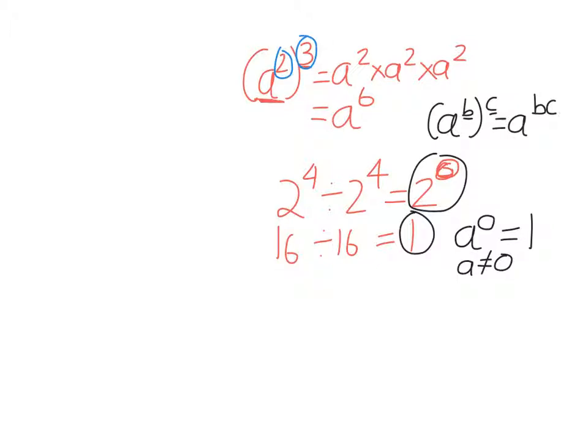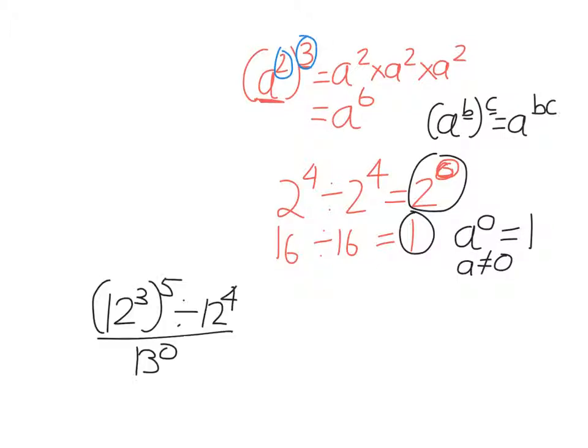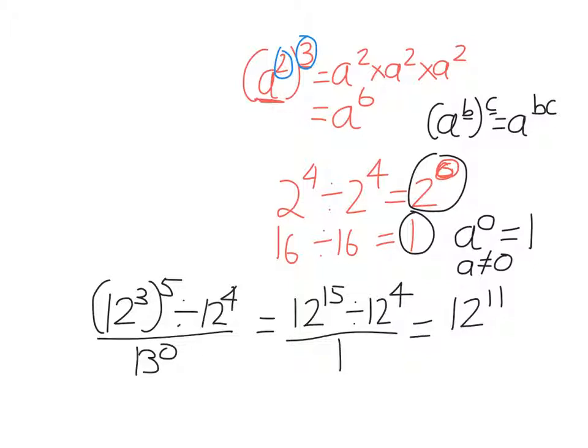So let's look at examples putting all these index laws together. So if we were doing a question like this, we'll do the brackets first. 12 to the power of 3 to the power of 5. Keep the same base, multiply the powers. Okay, now 13 to the power of 0 is just 1, because anything to the power of 0 is 1. So the answer to this is just 12 to the power of 15, divide 12 to the power of 4, keep the same base, subtract the powers. We don't need to worry about this 1 here, because dividing by 1 doesn't change our answer.